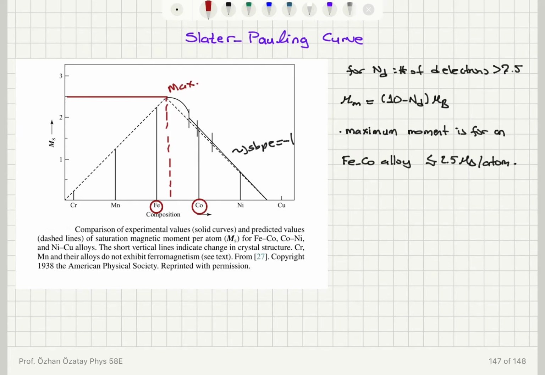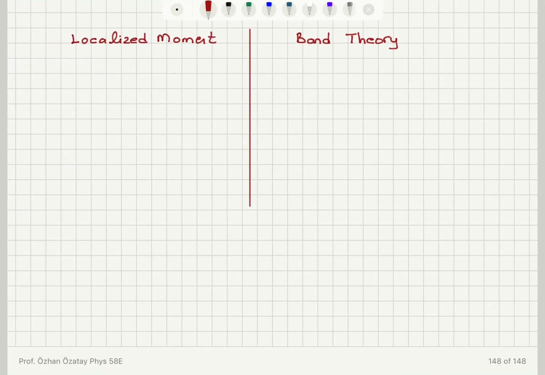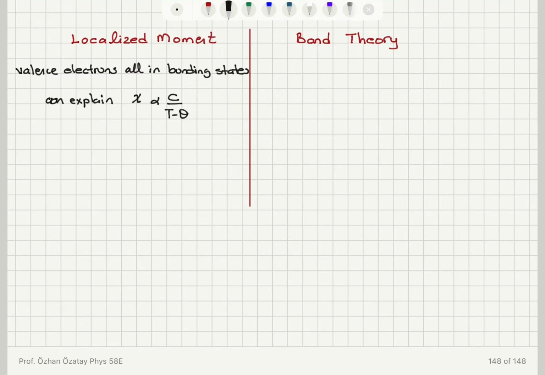Okay, so let's take a look at our localized moment theory and band theory, and let's compare the two. So in the localized moment theory, we have valence electrons that are all in bonding states. The model can explain the temperature dependence of the susceptibility, which is C over T minus theta. It also explains how the saturation magnetization differs from capital N times M as a function of temperature. It works well for lanthanides.